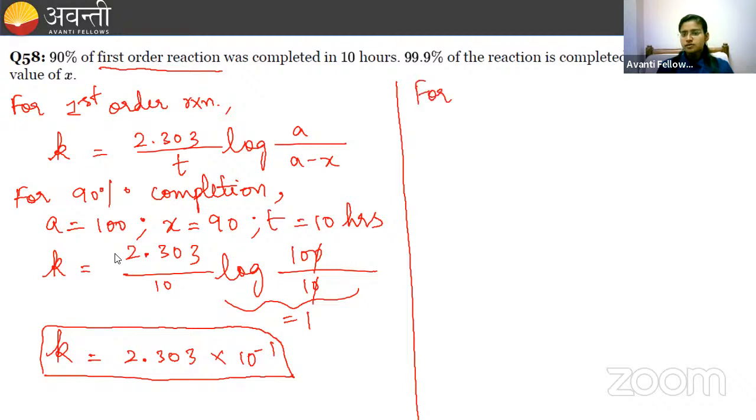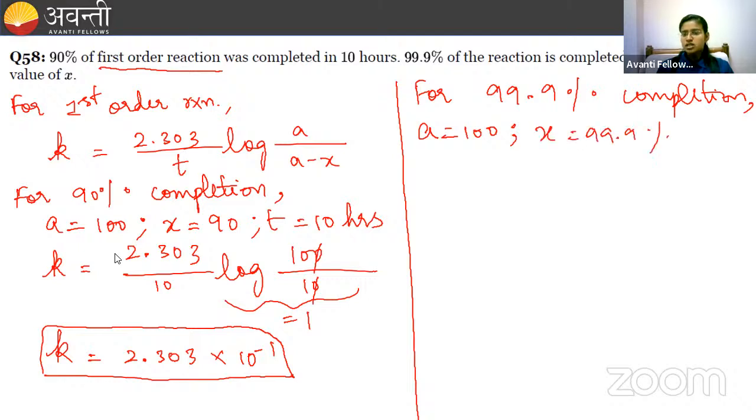Now for 99.9% completion of the reaction, initial concentration will be again equal to 100, and the reacted amount is 99.9, and the T value we have to find out. So we can take the same integrated rate equation relation, and we can find out the T from that. Because we have already found out the value of K, right? We can substitute the value of K in that equation, and we can get the T.